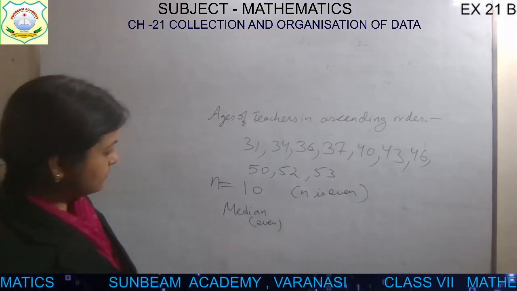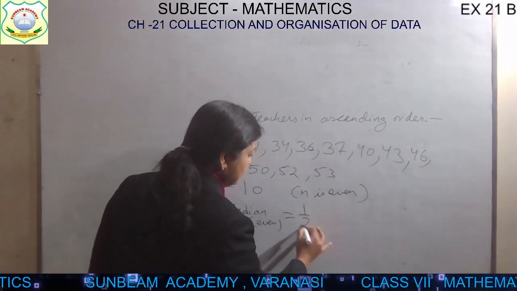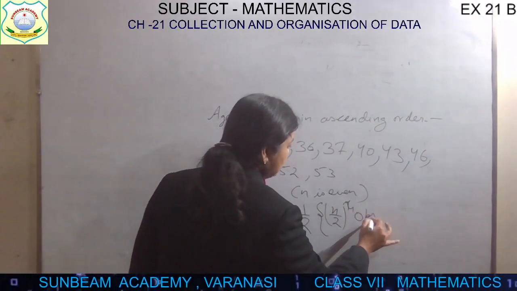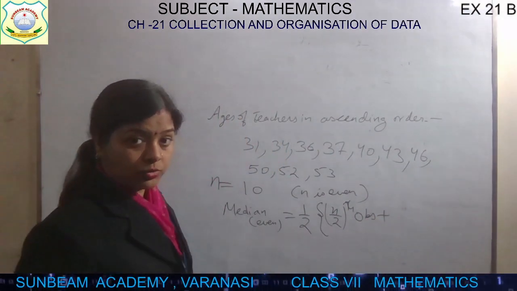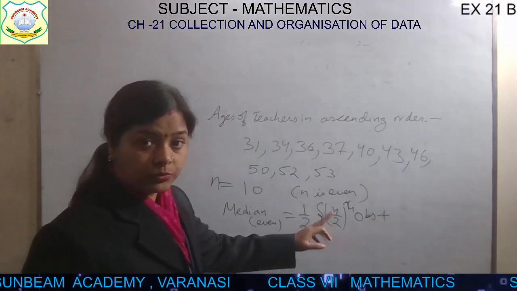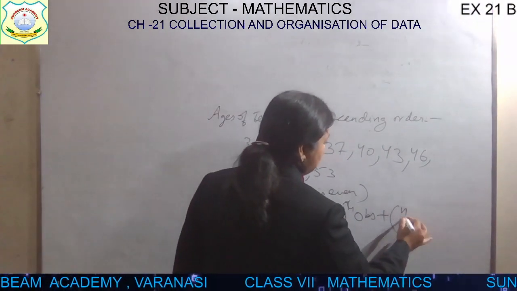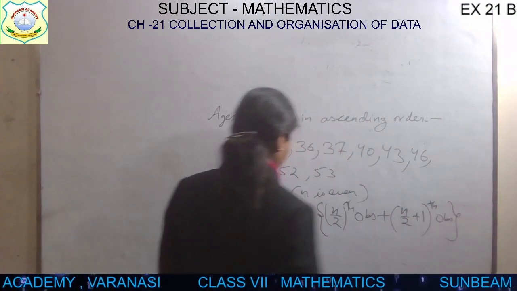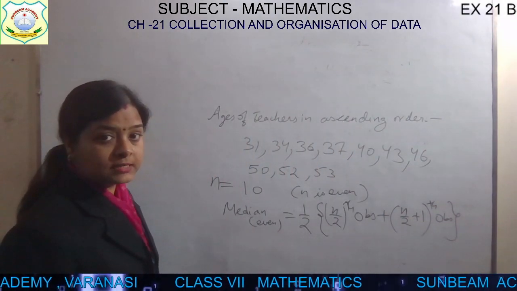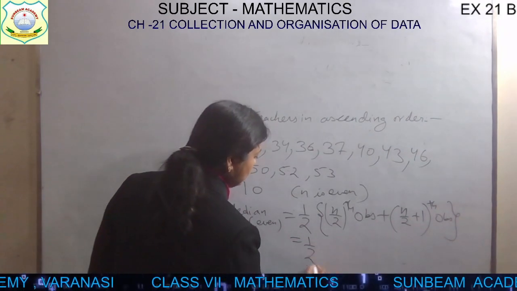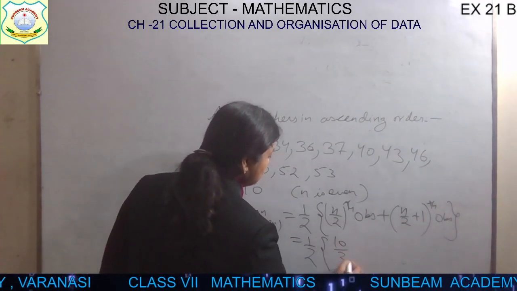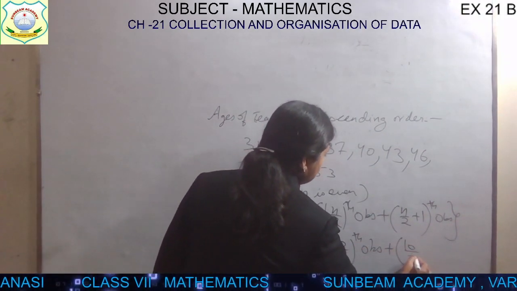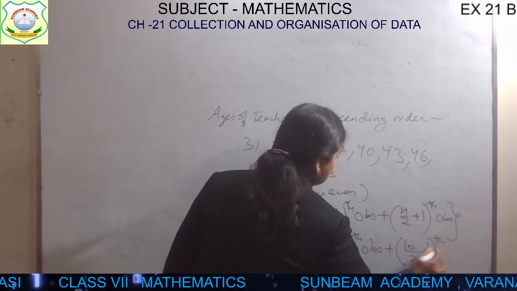The formula we can write it here. Half of n by 2th observation. Always write the formula, children. In this way you will remember the formula also. 1 by 2, then n by 2th observation plus n by 2 plus 1th observation. So much. Now what is n? n is 10, so we can put the value of n here. 10 by 2th observation, and then plus 10 by 2 plus 1th observation.